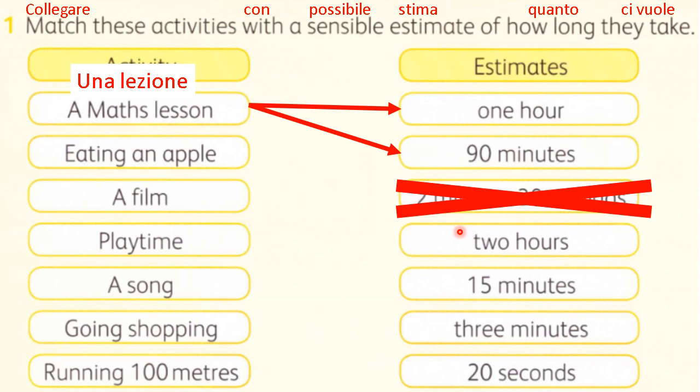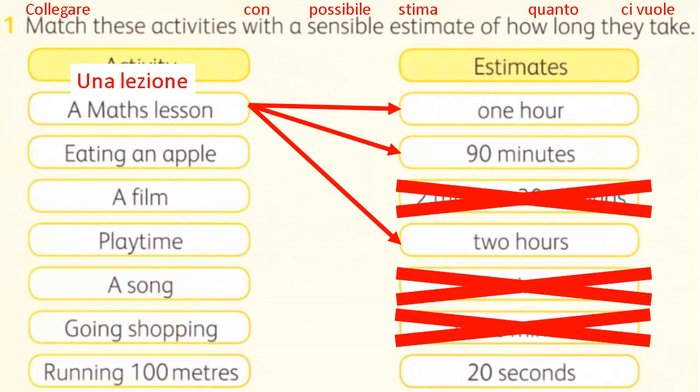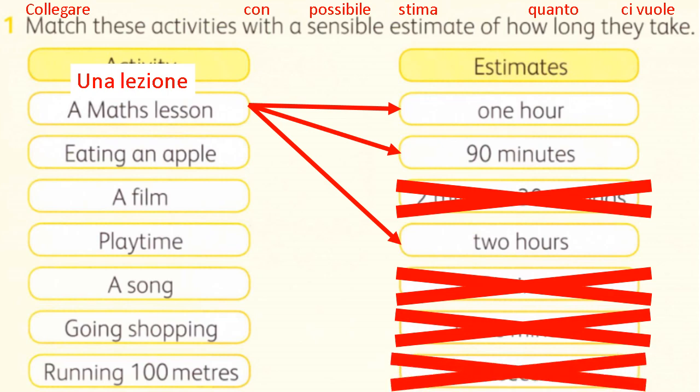Can a maths lesson last 2 hours? Yes, for older children, a maths lesson is easily 2 hours long. How about 15 minutes? No, it's too short. And so 3 minutes and 20 seconds are also too short.